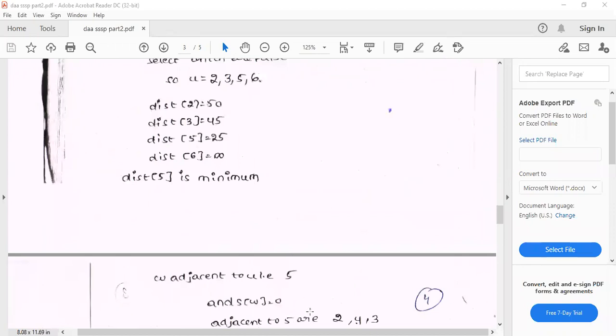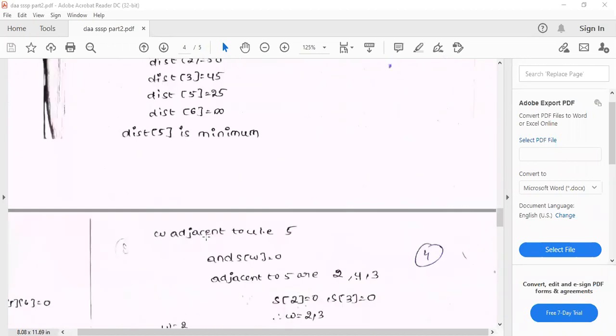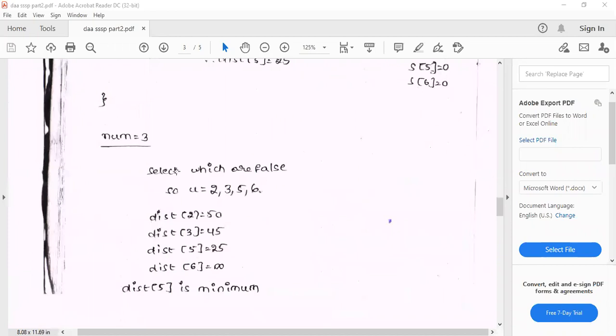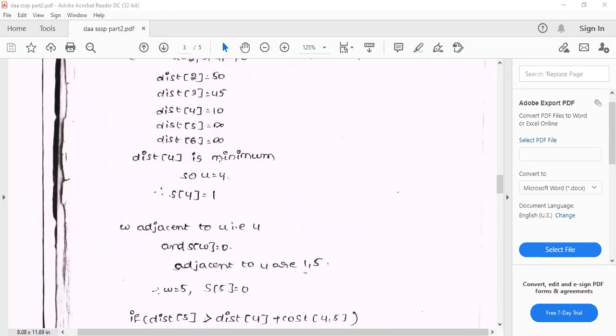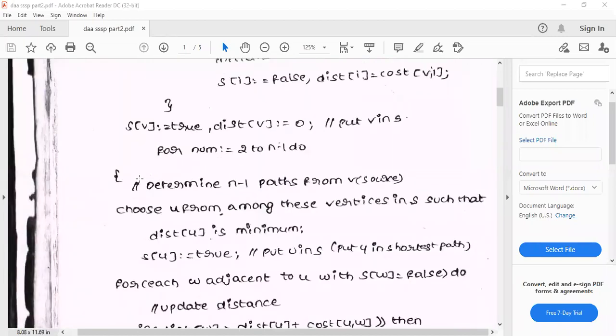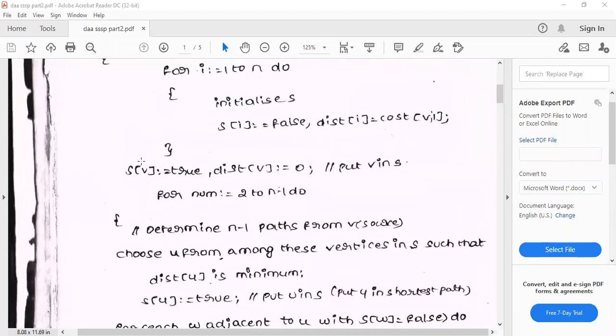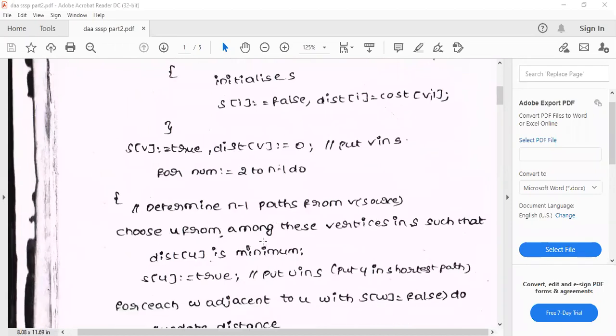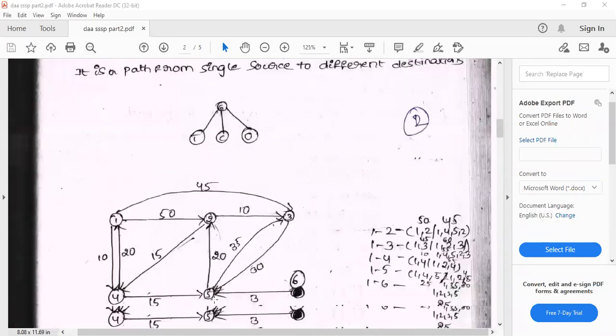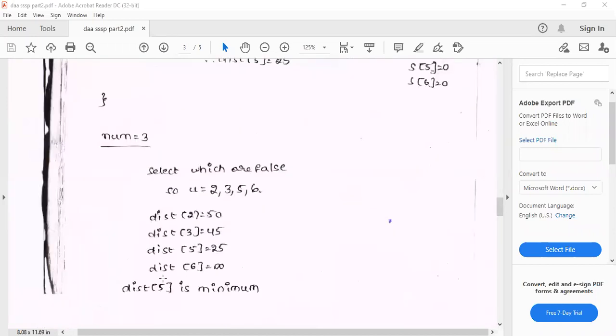Now you are selecting for the second iteration: determine the n minus 1 paths, and choose U among those vertices not in S such that distance U is minimum. The fourth vertex is already visited.